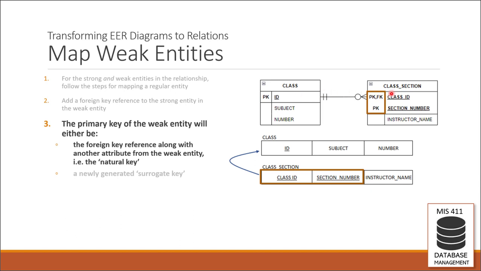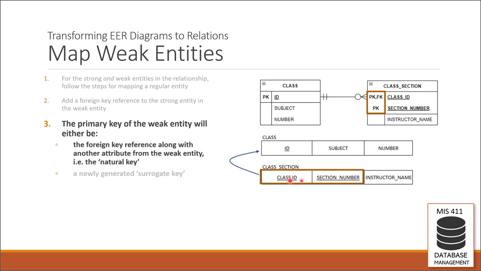Okay? And so this is called the natural key. And so what you can see here is the primary key here is now composed of the class ID, which is the foreign key reference to class, as well as the section number, right? So that becomes a what? A composite primary key. And down here again, you can see how I've represented it.